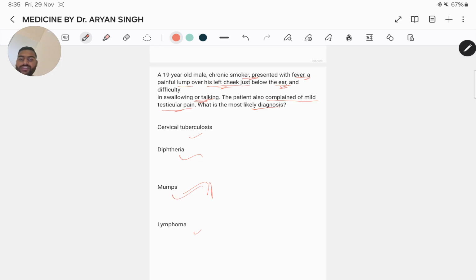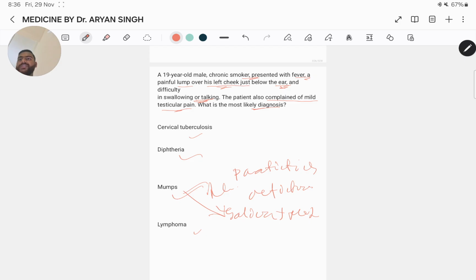The best answer is mumps. The most likely diagnosis for the 90-year-old male with a fever, painful lump below the left ear, difficulty swallowing or talking, and mild testicular pain is parotitis and orchitis due to mumps. Mumps is a contagious viral infection that primarily affects the salivary glands, which are located near the ears.